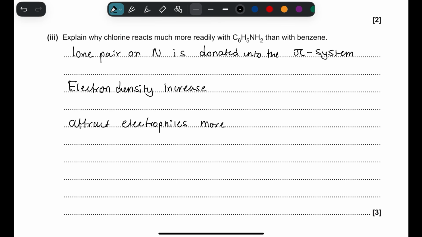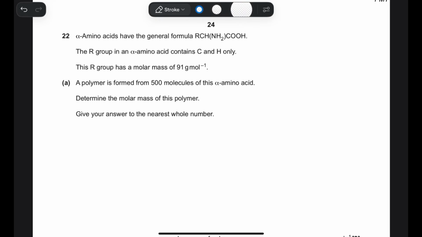More strongly. And that should be how you want to go about answering that question. Okay, so we're talking about alpha amino acids, and we want to find the molar mass of a polymer. Cool. Thankfully, they told us the molar mass of the R group, so I'm not really concerned about finding what the R group is at this moment in time. But what we do need to think is, what is the total molar mass of one of the repeat units?